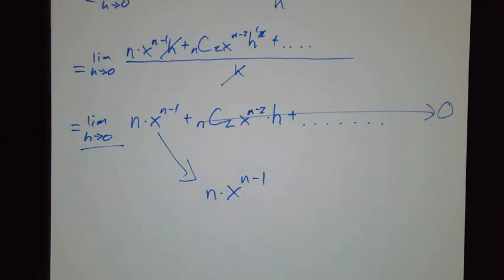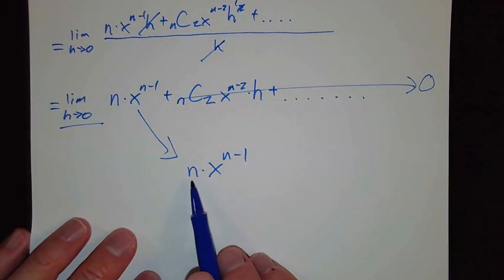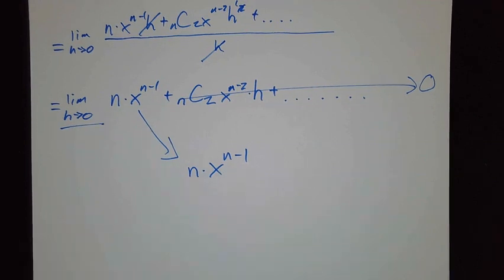which is a pretty big deal. We just found that if f of x is x to the n, the derivative is n times x to the n minus 1. And now I think it's time for us to get some practice.